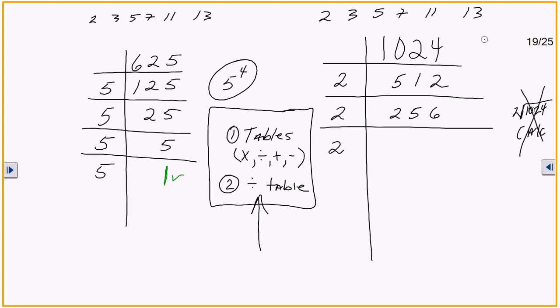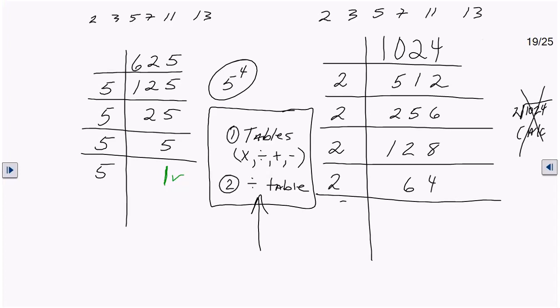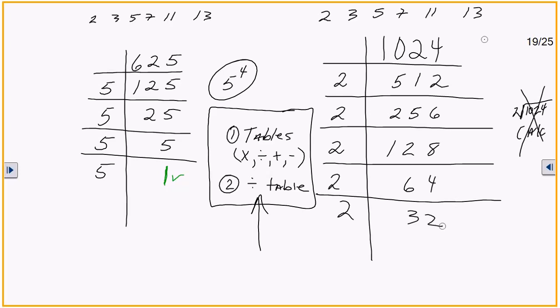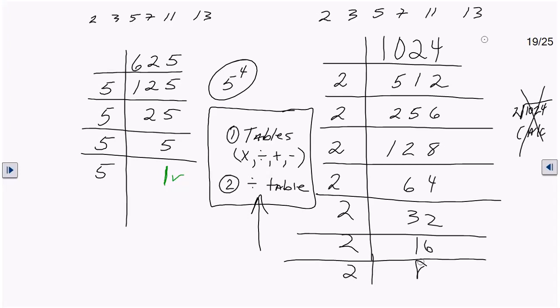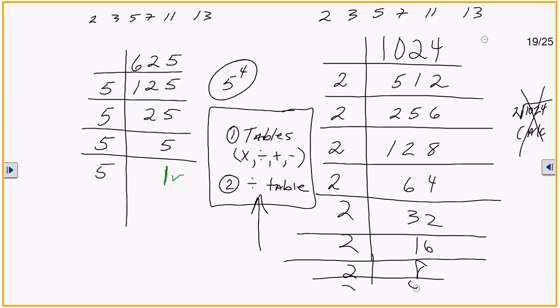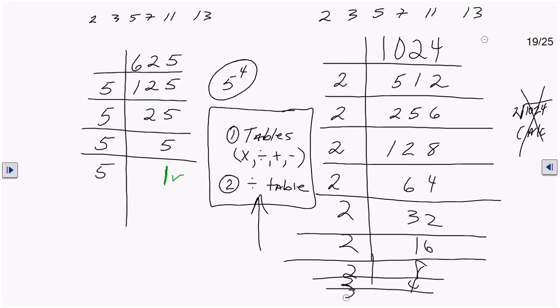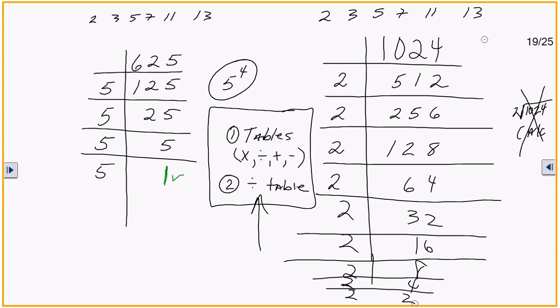So 2 will go into 2 1 time. 2 will go into 5 2 times. That'll leave 16. That'll leave 8. I can still divide by 2. 2 will go into 12 6 times. 2 will go into 8 4 times. 2 will go into 64 32 times. 2 will go into 32 16 times. 2 will go into 16 8 times. 2 will go into 8 4 times. 2 will go into 4 2 times. And 2 will go into 2 another, and you get 1.